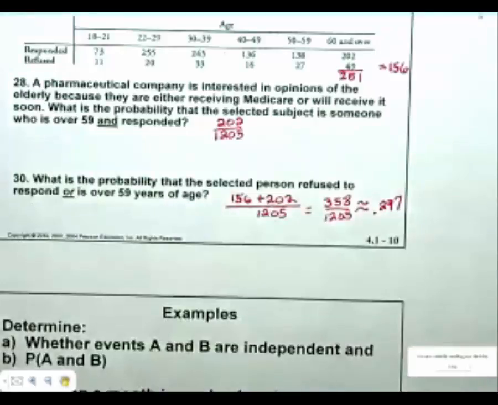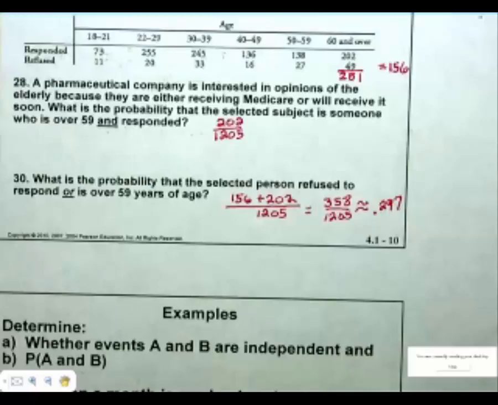And that's all of 4.3. 4.2 was just understanding the basics of probability. 4.3 is using the addition rule to find the probability of A or B. And the main concept is don't count anybody twice and you'll be okay.